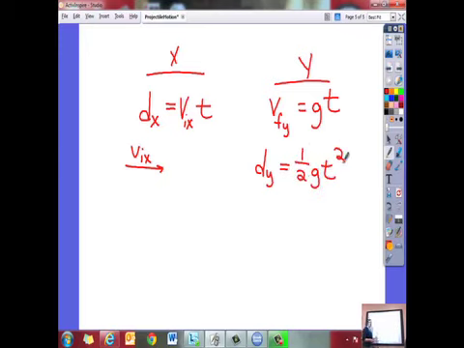So you're going to go about the problem the same way you did before. You're going to list your knowns. The only difference is the x variables and the y variables have to be separated, and then you will just proceed as usual to solve the motion equations.